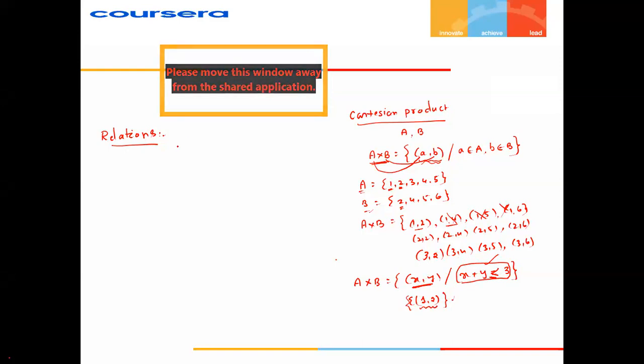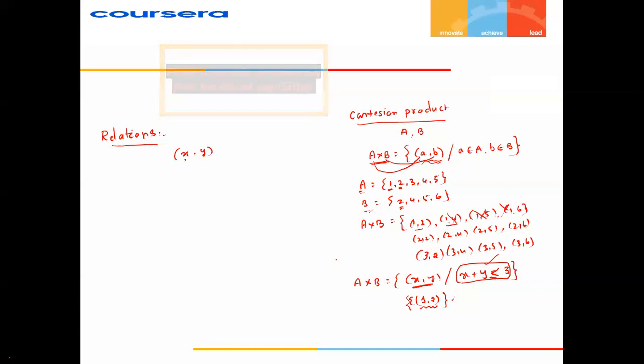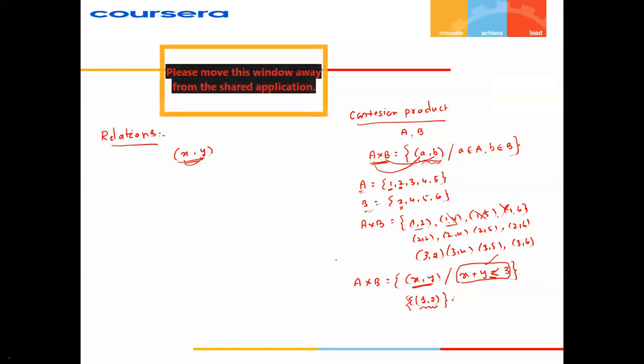Suppose you take two family members, x comma y. Then we talk about the relation: x is the father of y, y is the son or daughter of x. That is what is meant by a relation in a general sense, right? Okay.